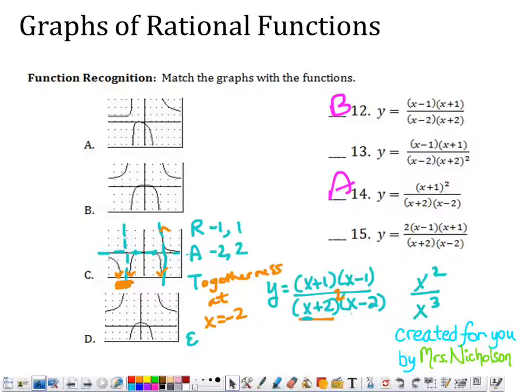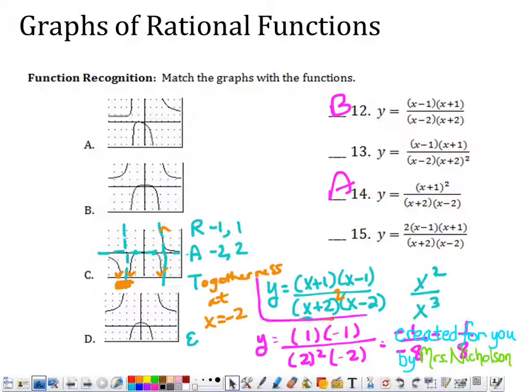And my y-intercept, it looks like a tiny fraction, a positive number between 0 and 1. If I substitute zeros for my x's, I get 1 times -1 in the numerator, and in the denominator I get 2 squared times -2. So in the numerator I get -1, and in the denominator, I get 4 times negative 2, which is negative 8. And so that gives me positive 1/8, which does work for the y-intercept of this graph. And so this is our equation, and that matches answer number 13. Answer 13 goes with C.